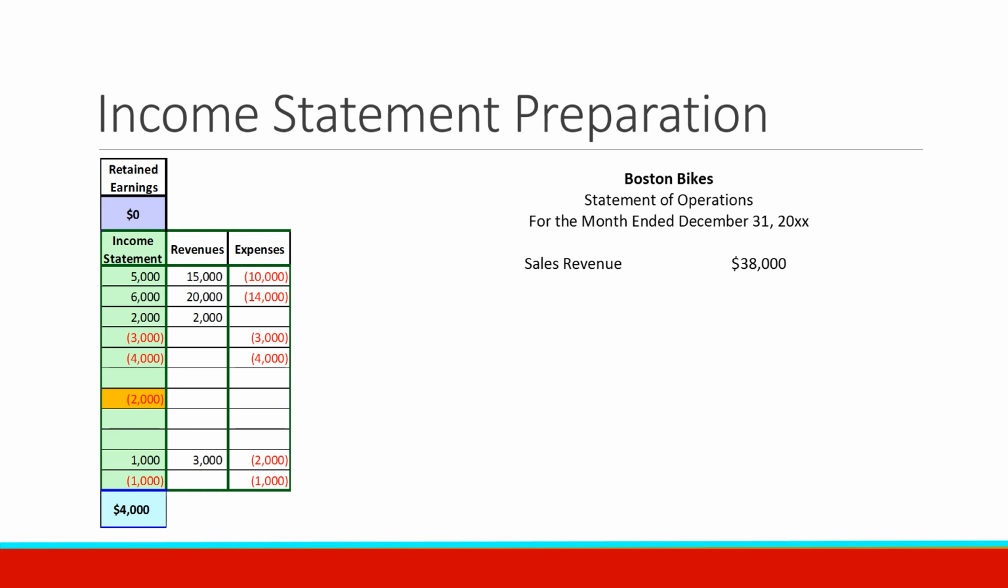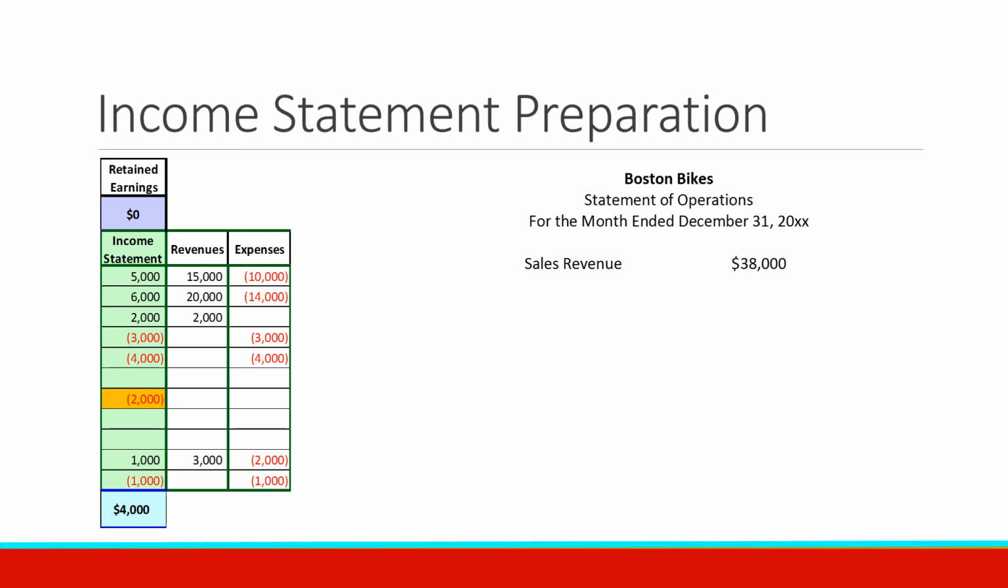To start the income statement, we're going to write the name of the firm, Boston Bikes, and the name of the statement. I've written here statement of operations. It could also be earnings statement, income statement, or profit and loss statement. And then we need to provide the time period. So it's for the month ended December 31st, 20XX.